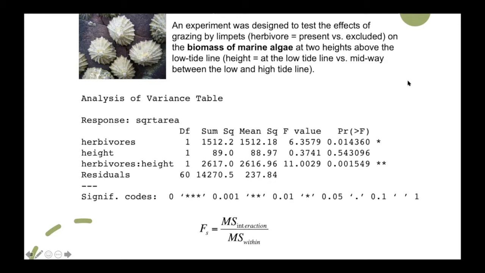So here are the results of our statistical test, where we can test the influence of herbivores on its own, the effect of height or location on its own, as well as the statistical interaction between these two variables. And what we can see from this result is that there is an overall effect of herbivores on the biomass of marine algae, but more importantly, there's a strong interaction between the effects of herbivores and location. And what this tells us is that the effect of herbivores depends on the location that we're talking about.